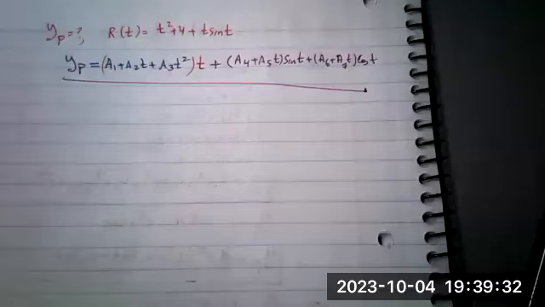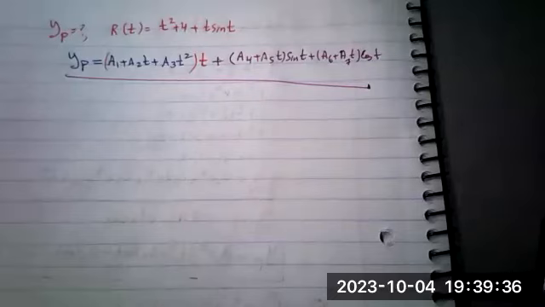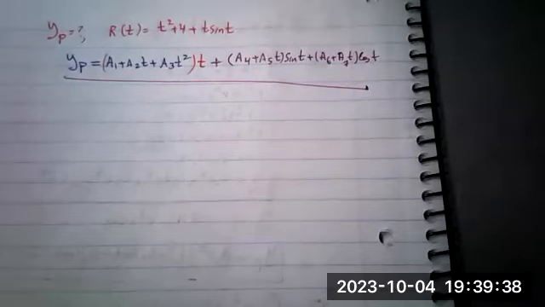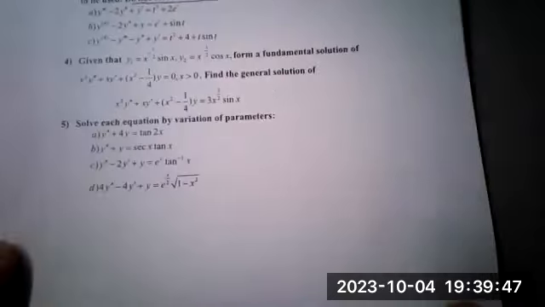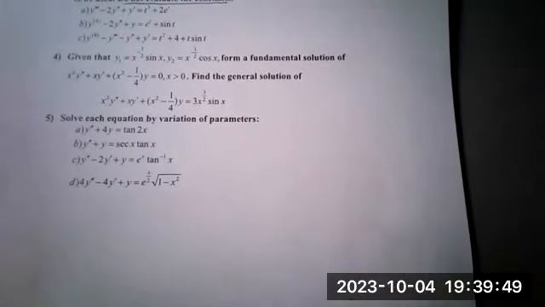Okay, so this is the method of undetermined coefficients. Now, let's go to the other method that we have. Method of variation of parameters. That's going to be the one. It's number 5, 4 and 5. I'll do the 5 first.